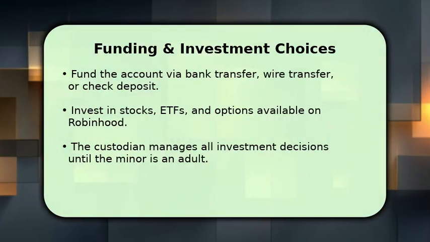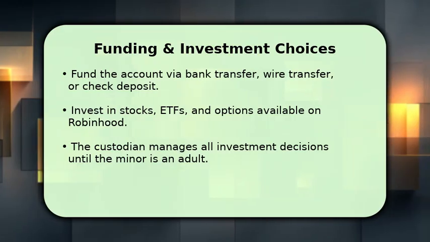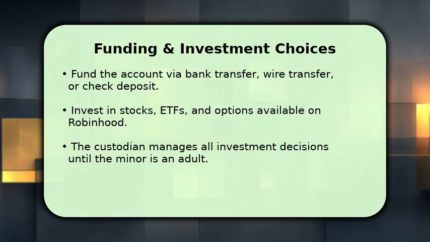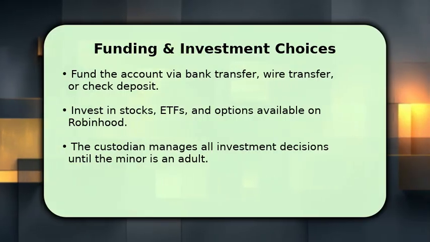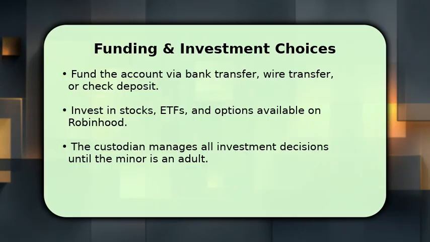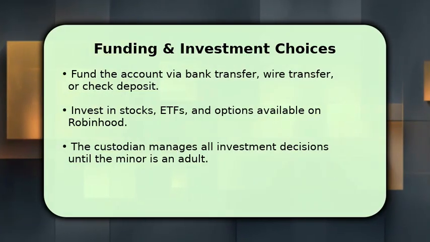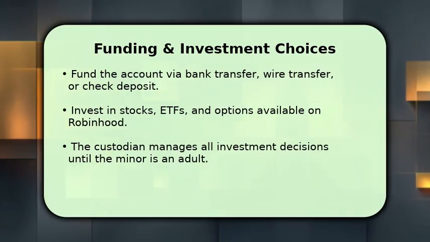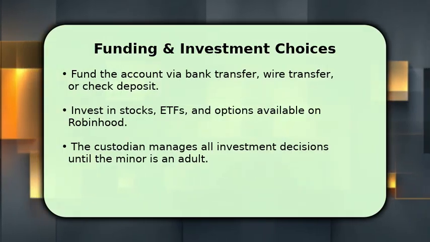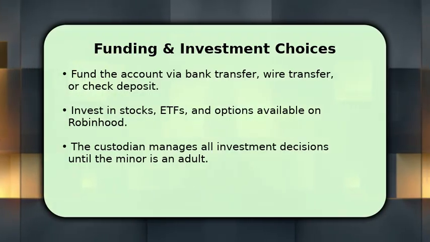Once your custodial account is approved, you can fund it using various methods, including linking a bank account for transfers or initiating a wire transfer. Robinhood allows investments in a wide range of assets, such as stocks, exchange-traded funds, and options. As the custodian, you will make all investment decisions, guiding the portfolio's growth until the minor reaches the age of majority, typically 18 or 21, depending on your state.